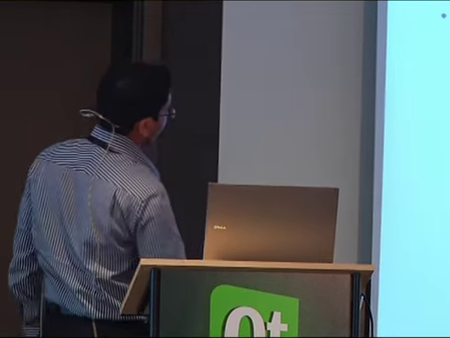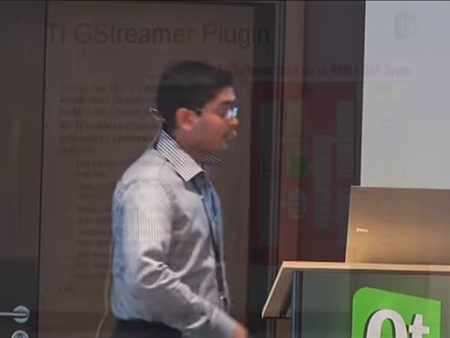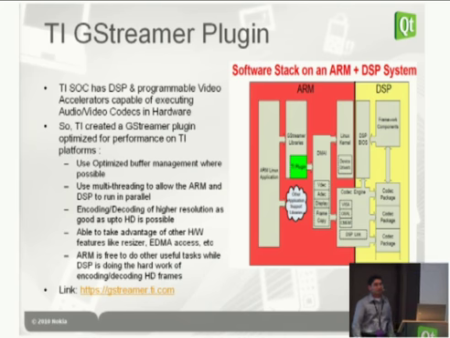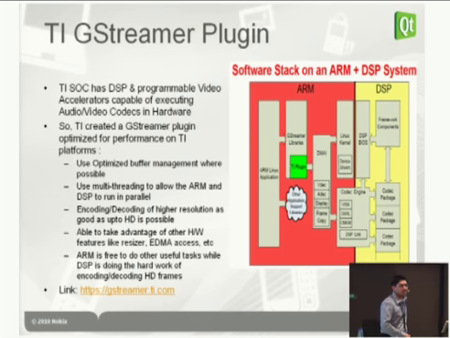So the benefits. First is optimized buffer management, because we are dealing with video and memory. It is very optimized because you are using the DSP libraries made specifically for the hardware. If you use multi-threading, then ARM and DSP are running in parallel. Encoding and decoding of high resolution is possible. Today our chips are capable of decoding as good as HD resolutions, like the DM365 and the upcoming 368 and so on. So HD encoding and decoding is possible.